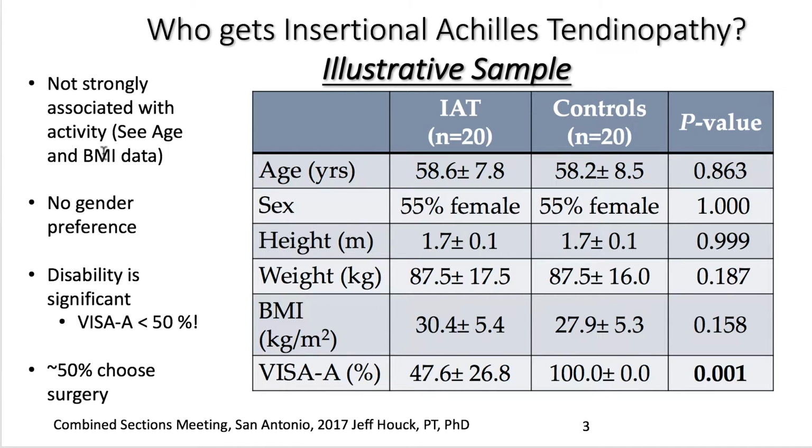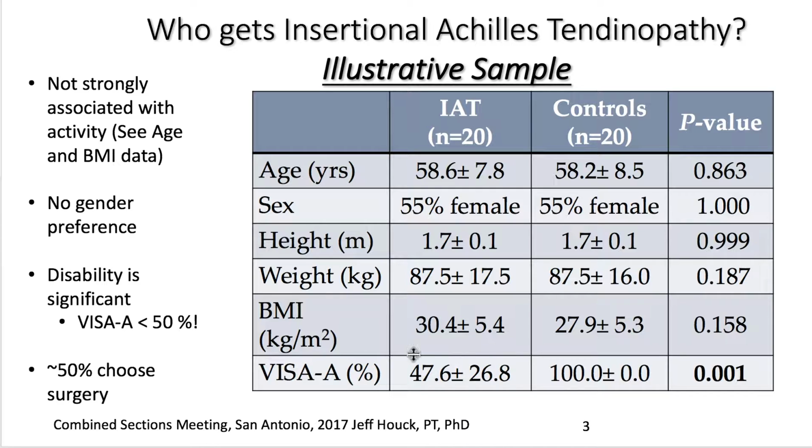Here's a typical sample of participants, and the thing that really stands out when we look at this will be the increased BMI, which is not typical of a non-insertional tendinopathy, and the age. We can see here that these participants are older, an average age of nearly 60, and their BMI is 30, which is in the overweight to obese range. And so this suggests the possibility of tendon overload as a function of weight rather than activity.